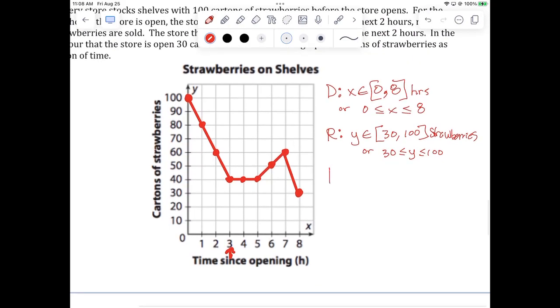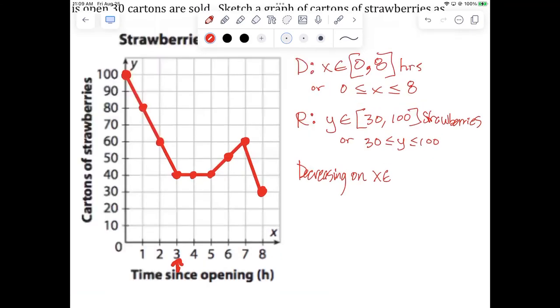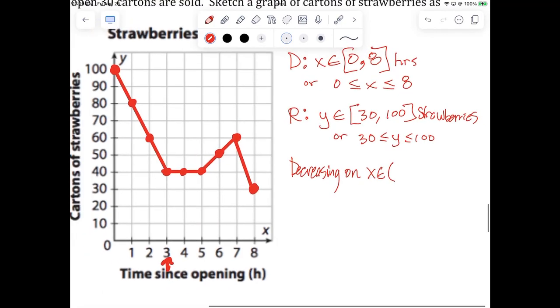This graph is decreasing on the interval x ∈. For what values of x is this graph going downhill? From 0 to 3 and from 7 to 8. We haven't had one where there's two separate intervals yet. I'll show you how to join those together. If we do it in interval notation, I'll use open parentheses here, we'll say from 0 to 3, and then we'll say from 7 to 8, we'll leave a little space, and you know how you join them together?